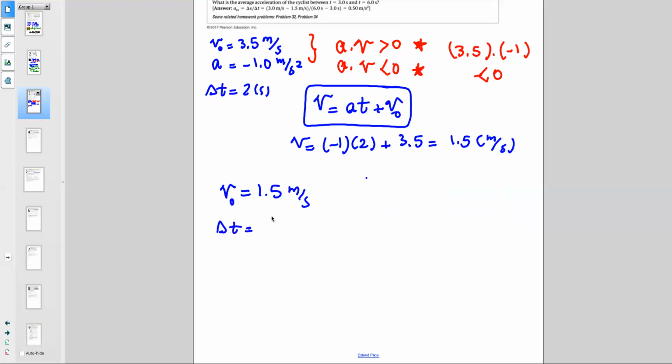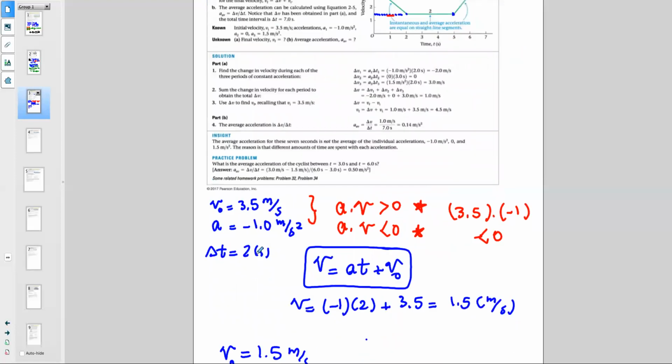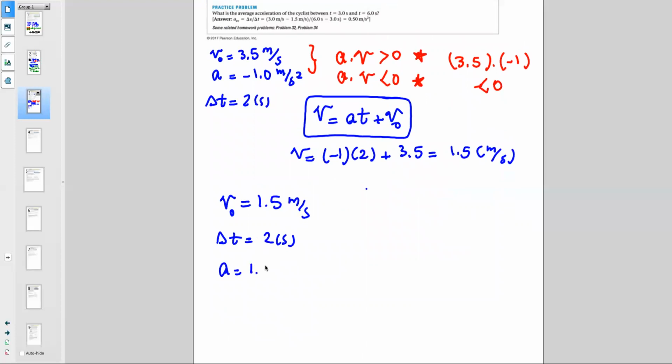Delta t is 2 seconds, and acceleration is 1.5 meters per second squared. Now I can find the final velocity of that portion as well using the same formula, right? So final velocity is at plus v naught. A is 1.5, t is 2 seconds, plus v initial, 1.5.